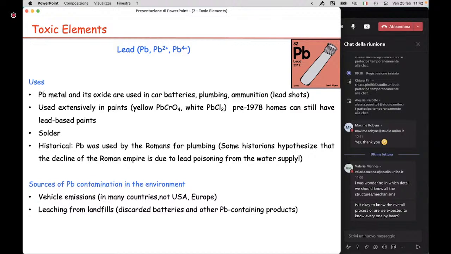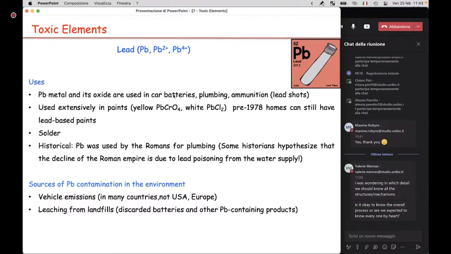One of the main uses of metal lead was the use in car batteries, and also, unfortunately, in ammunition, in shots for pistols and revolvers and rifles and so on. This use, unfortunately, as we have seen even yesterday, is very, very frequent still.